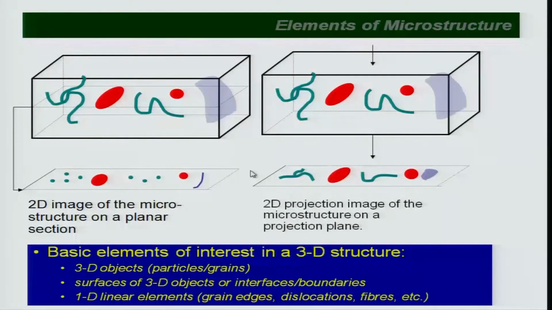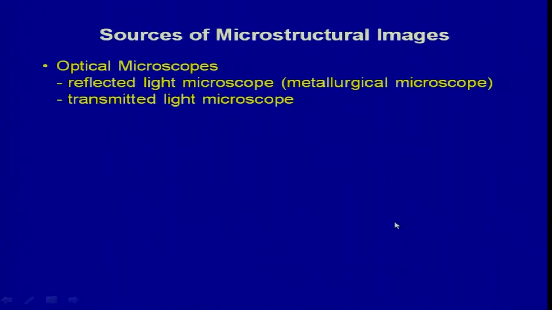The basic elements of interest in a three-dimensional structure, just to summarize, are 3D objects, particles or grains; surfaces of three-dimensional objects, or interfaces and boundaries; and one-dimensional linear elements like grain edges, dislocations, fibers.